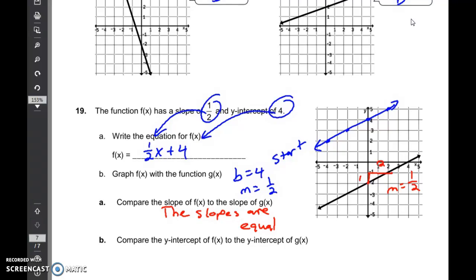Compare the y-intercepts. So the blue is f of x. The intercept of f of x is bigger than g of x. There are other comparisons. F of x has a positive intercept. G of x has a negative intercept. F of x intercept is 6 more than g of x. Okay, several comparisons you could use for b.